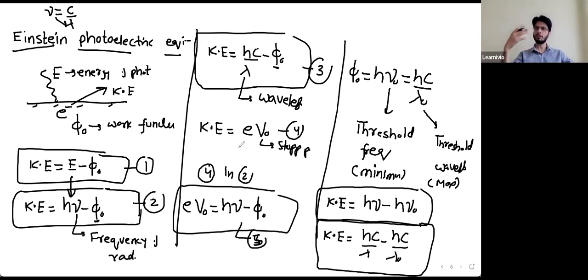Note it down, then we will plot graphs and we'll do numericals based on this equation. So numericals on photoelectric effect will come on these equations only, these 6-7 equations which are written. Einstein got the Nobel Prize for this equation, Einstein's photoelectric equation.